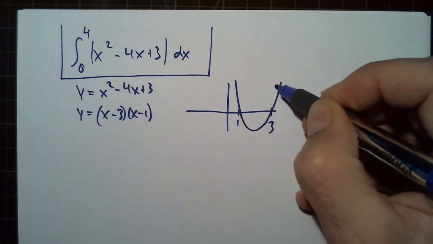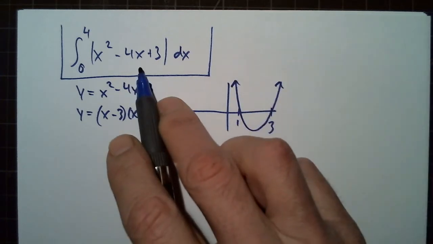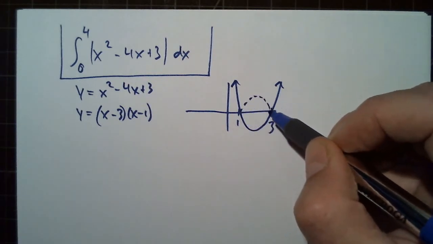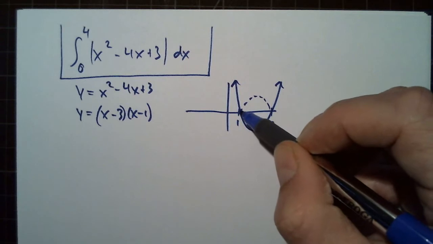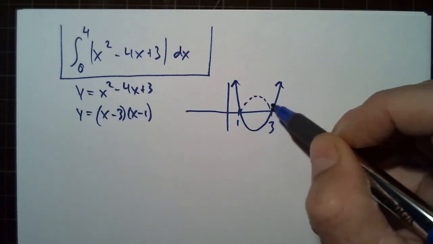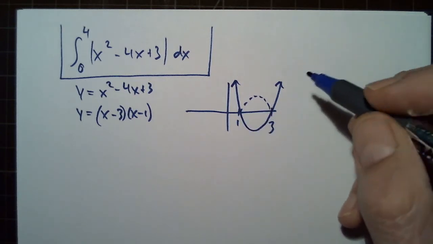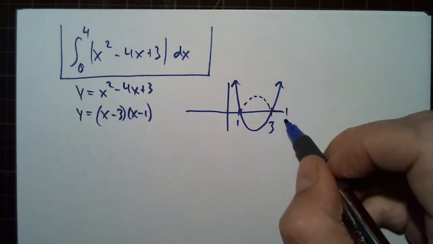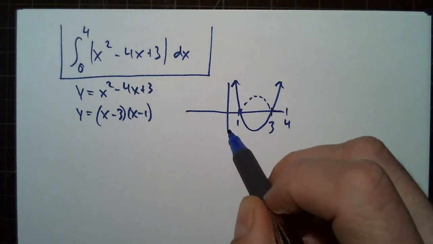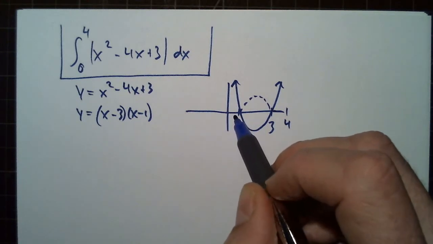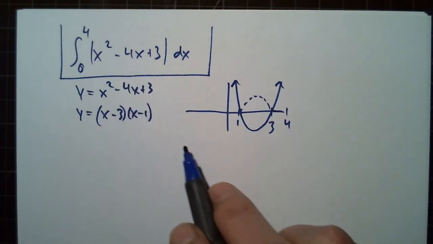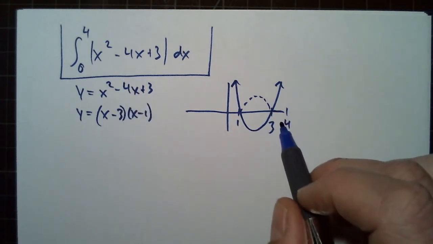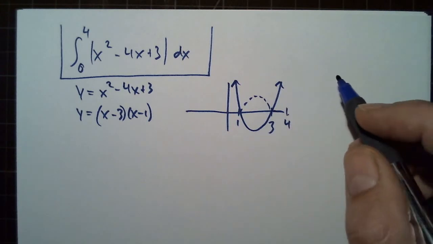Parabola, it goes like that. And then what does the absolute value do? It reflects that up. Any negative y values become positive, and so it's just going to go like that. And so now we have to integrate from 0 to 4. So we have to integrate from 0 to 1, the original function, and then from 1 to 3, the negative of the original, and then we have to go from 3 to 4 of the original function.